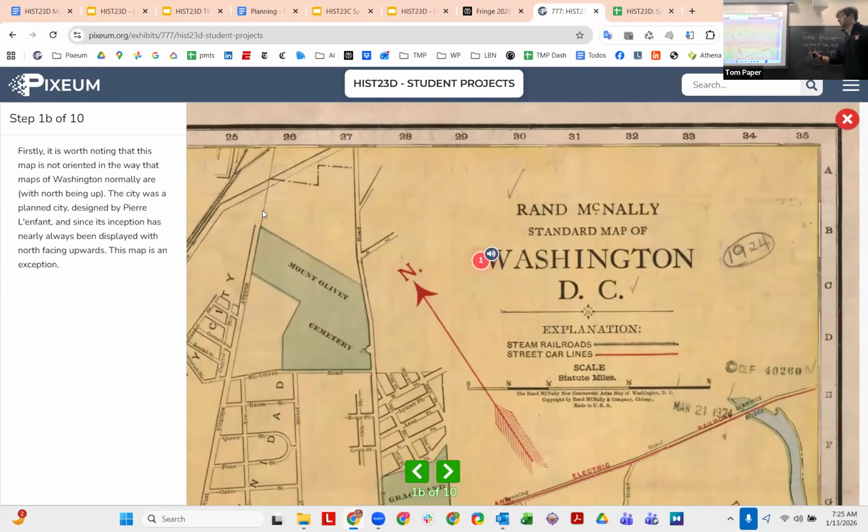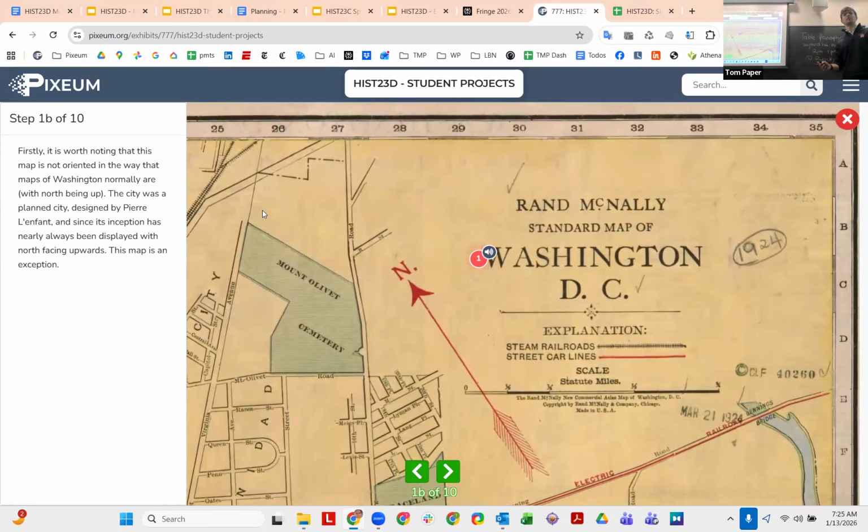So the first thing to notice is that the map is not oriented in the traditional north-south orientation that every single other map I've seen of Washington, D.C. is. The city was a planned city designed by Pierre L'Enfant, designed to be in neat grids and rows, oriented north and south and east and west. So it's pretty unusual to have a map like this that is skewed a little bit.